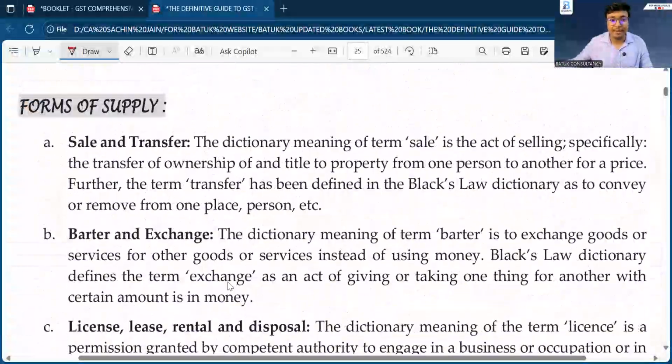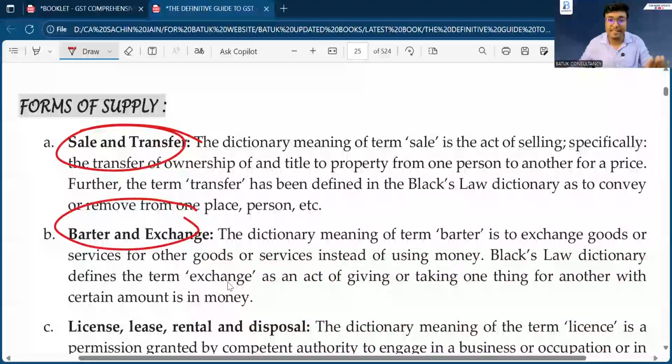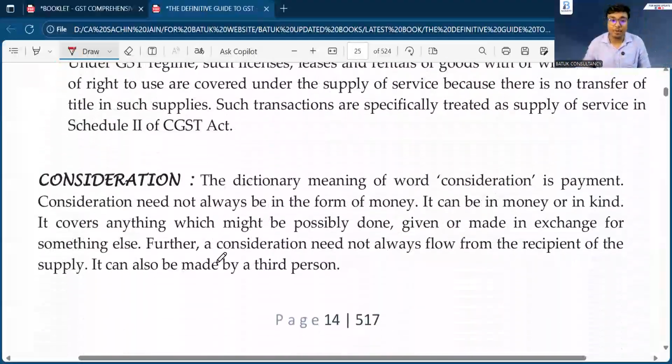If you have any doubt regarding barter and exchange, transfer and sale, in that case the definition is also given in the book.